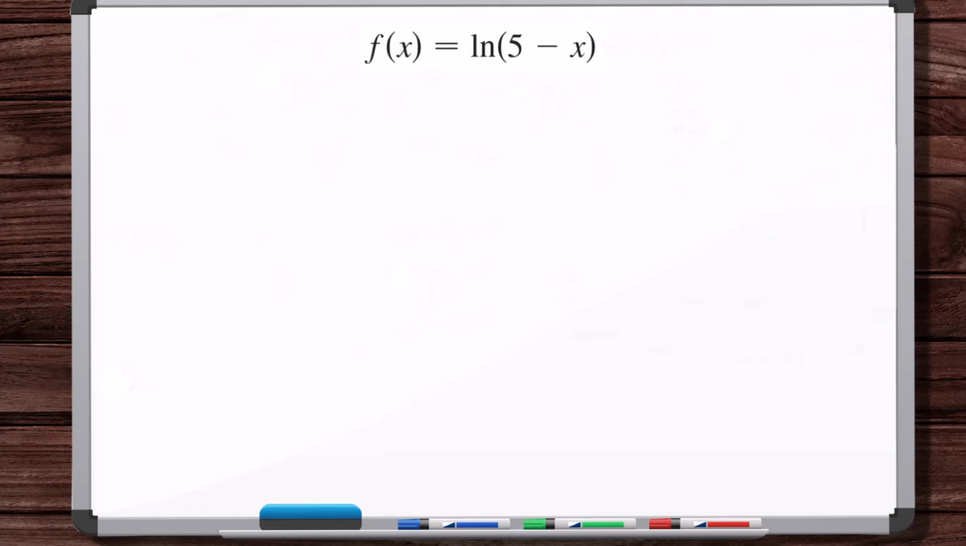In this video, we're going to work more example problems where we're given a function and we want to represent that function as a power series. This is part 2 of these types of problems.